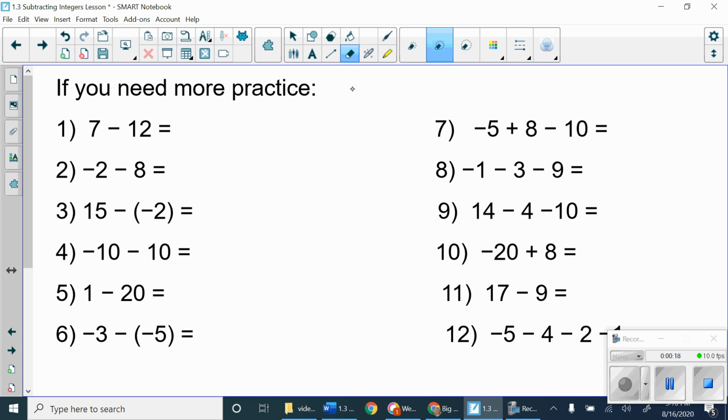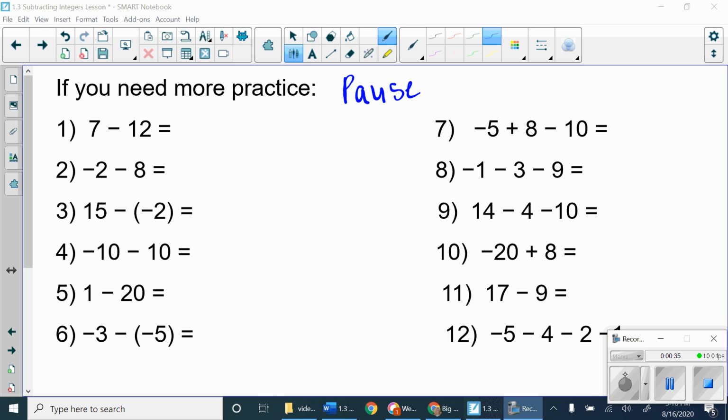Why don't you go ahead and pause your video and you can write down these questions. Make sure you skip some spaces so you can have some room to work, and then push play and then pause, give it a try on your own, and then check your answer with my work. So go ahead and pause the video. Okay, let's start with number 1 here.